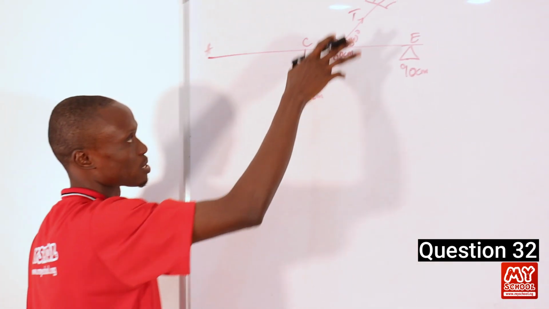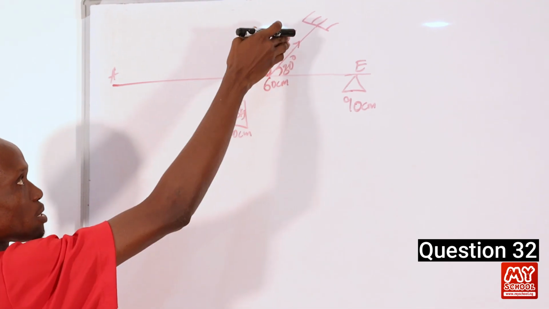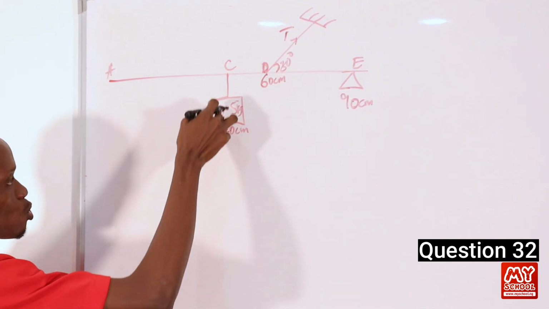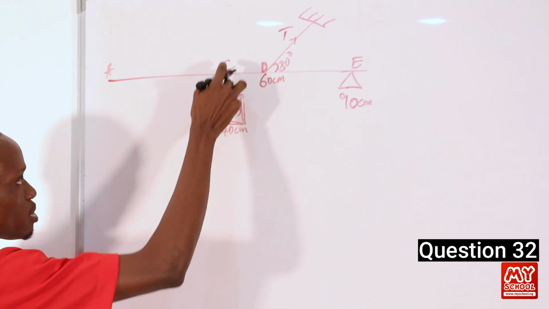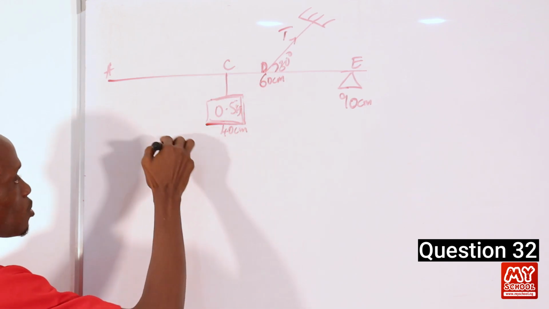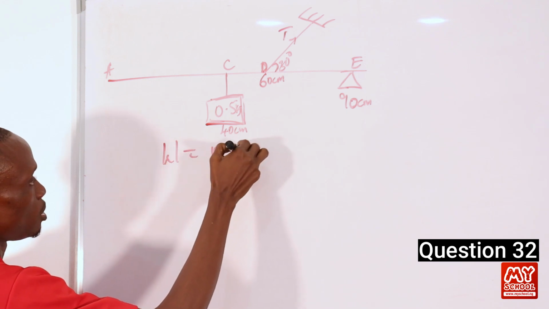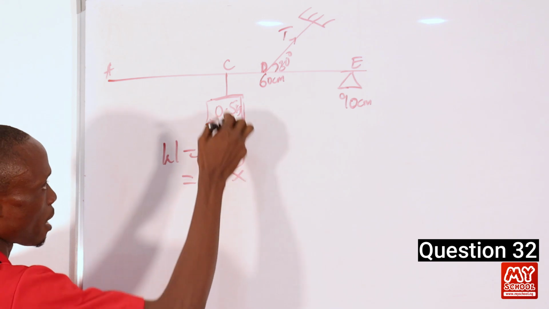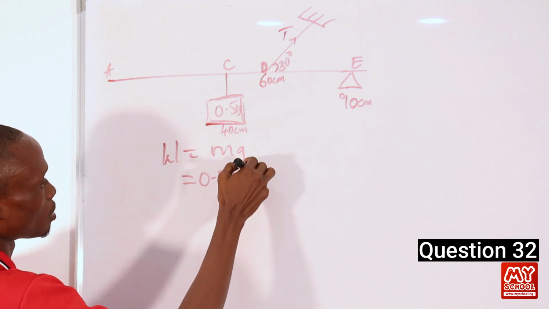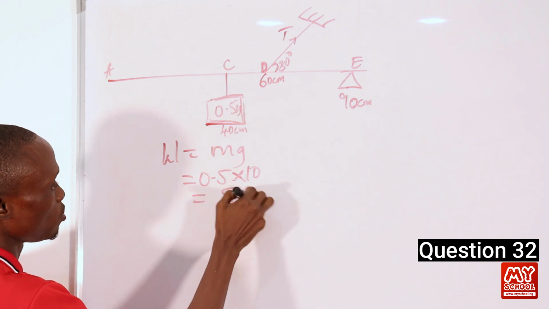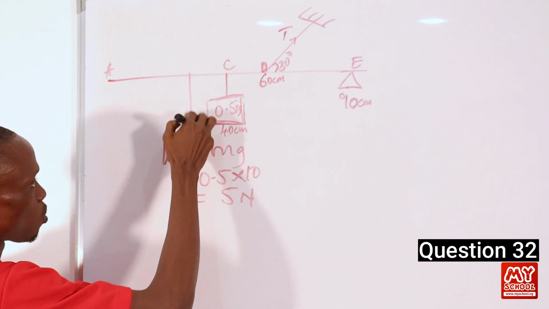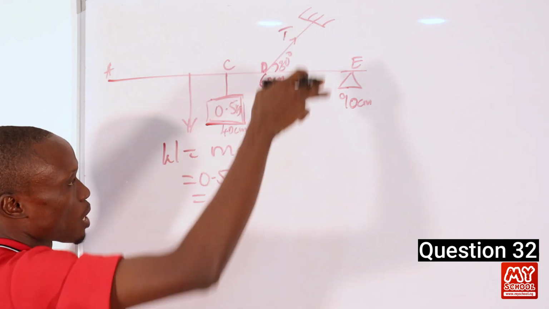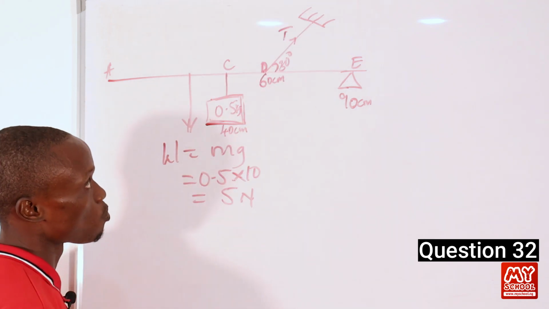So this is the question that is given to us, and we are asked to calculate the tension here. First of all, what we need to do is to calculate the weight of this mass. Weight is equal to mg, so in this case we have 0.5 times 10, and that will give us 5 newtons. This weight is acting downward, so we need another force that will act upward so that we can apply the principle of moments.